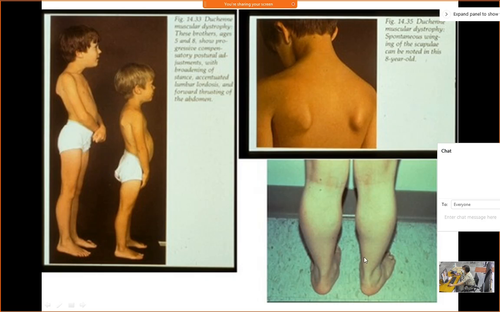And another thing is the calf muscles. They look as if they are hypertrophied, but it's actually because the skeletal muscle is replaced by fibrofatty tissue, and this is known as pseudo-hypertrophy of the calf muscles. So I hope you got it.